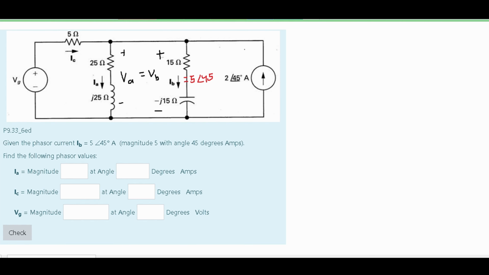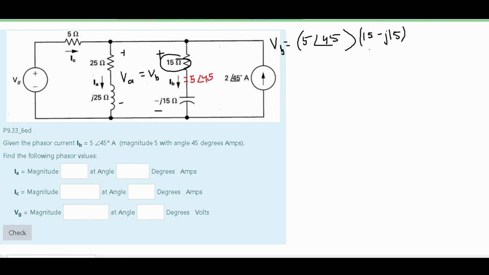So now we're going to look for our V of B. We're going to say that our V of B is equal to, and to find voltage, we're going to use current times resistance, or in this case, impedance, since we have a capacitor right here. Now our current we know to be 5 with an angle of 45 degrees. And this is being multiplied by our impedance of 15 ohms and our negative J15 ohms. So we're just going to add these two together since they are both impedances. We cannot combine them though. That's very important to not do because the negative J15 is an imaginary number.